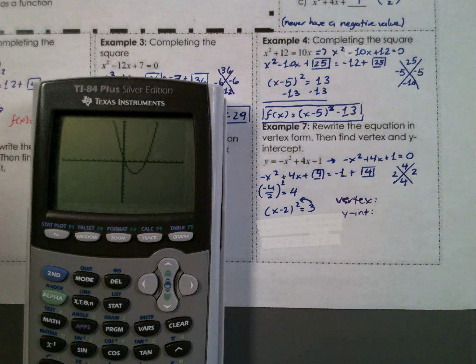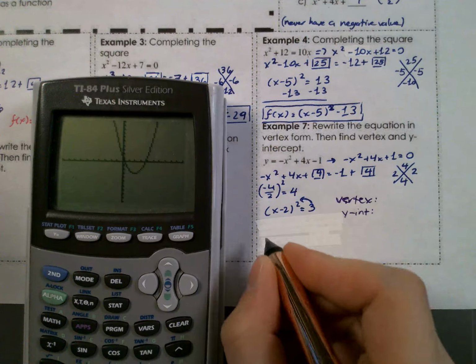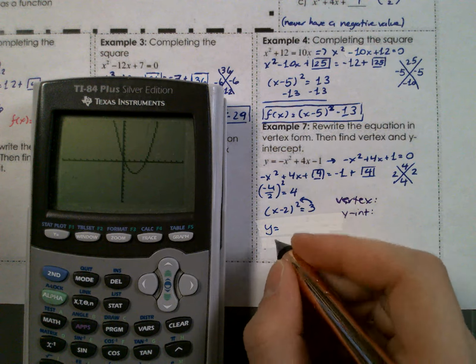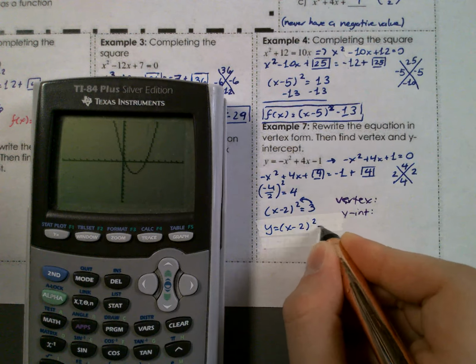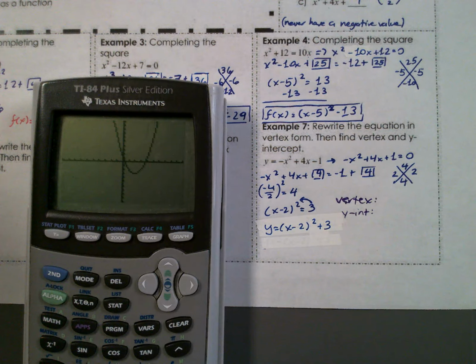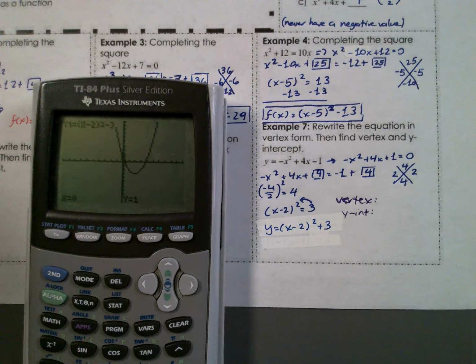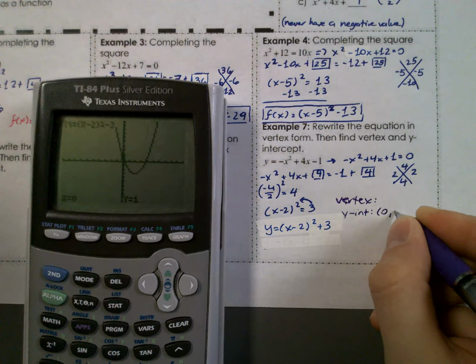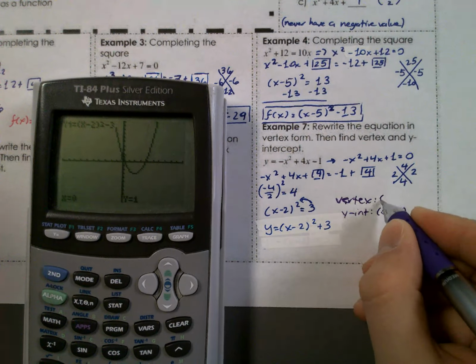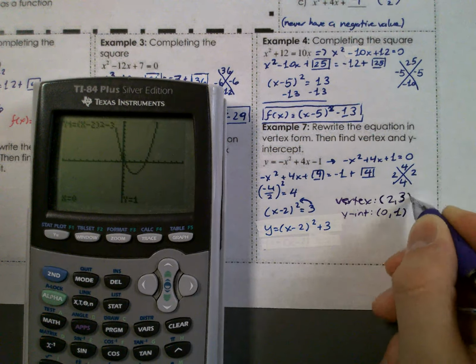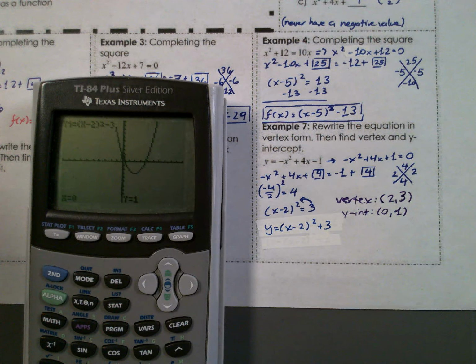Okay, I think my template here had a typo. All right. y equals (x minus 2) squared plus 3. And after we do all that, if we graph it, you can see there's the y-intercept, which you could have found just by calculating it. But the y-intercept is going to be (0, 1). And the vertex is going to be (2, 3). And there's your answer for that one.